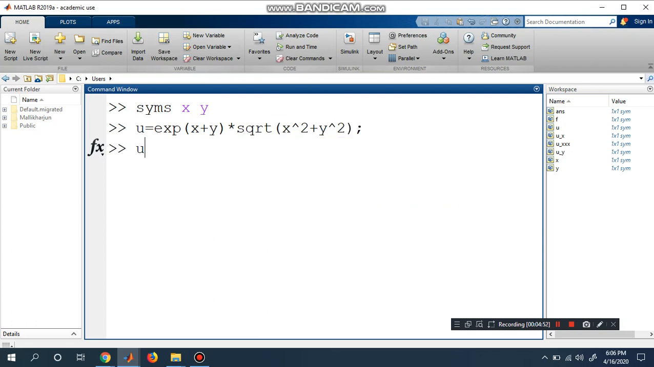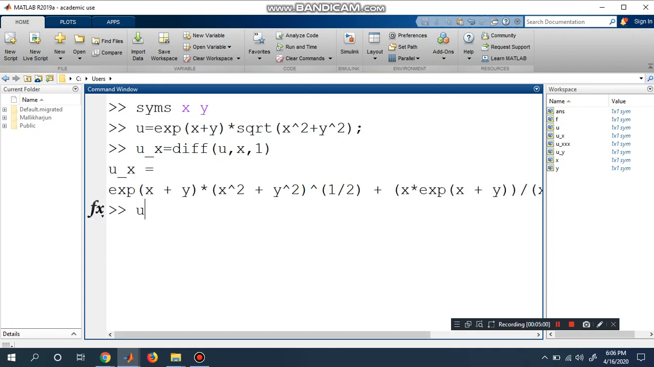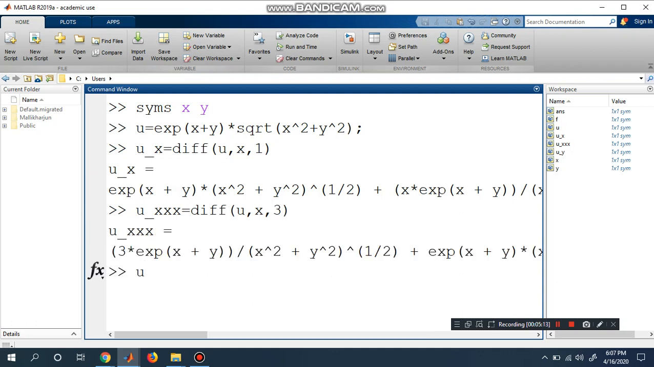Now I would like to differentiate u with respect to x. So the syntax is differentiation of u with respect to x, first order. Suppose I would like to differentiate u with respect to x thrice, so third order. So that is differentiation of u with respect to x three times. The same thing, suppose I would like to differentiate u with respect to y twice: differentiation of u with respect to y, second order.